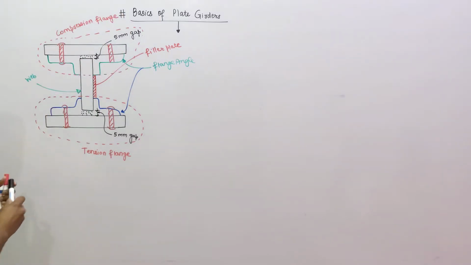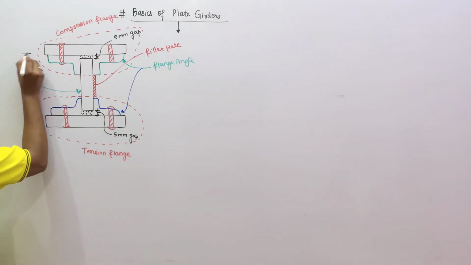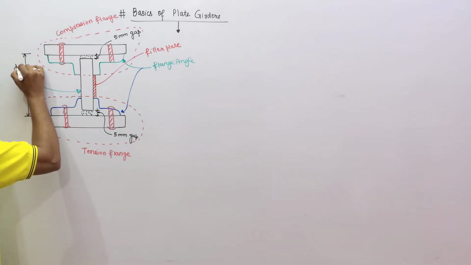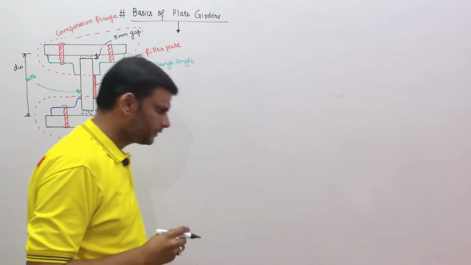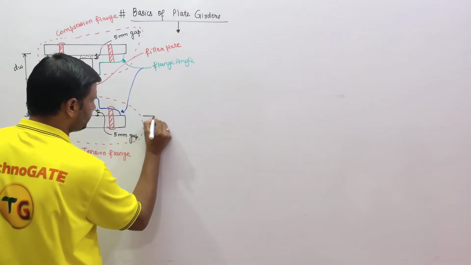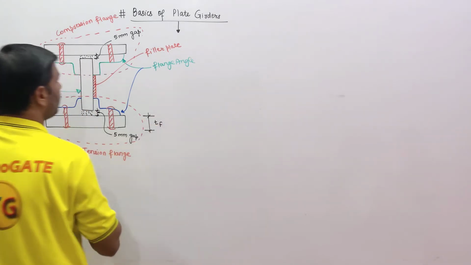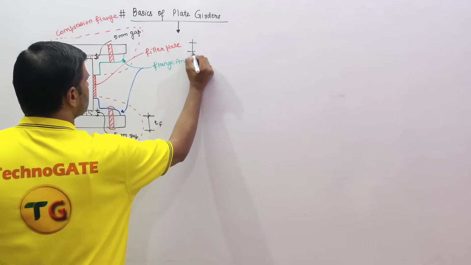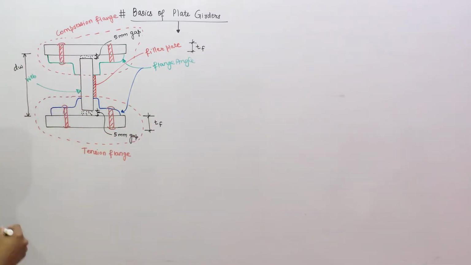This complete value is the Dw value. Depth of web is only the web depth here, not the overall depth. This is the thickness of a flange, Tf, flange plate, and this is also the thickness of the flange, Tf.